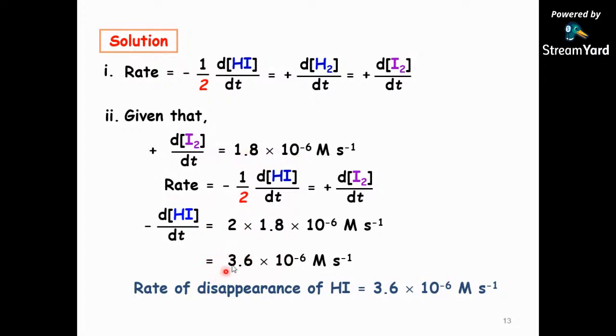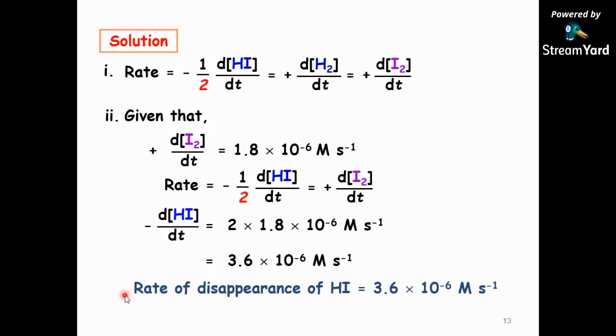There is no negative sign here, even though here is negative, because the rate of disappearance and rate of formation are just figures. So you have to write down the conclusion.